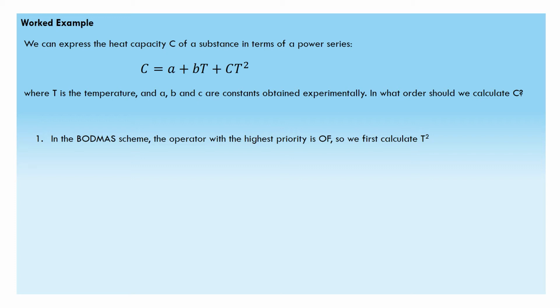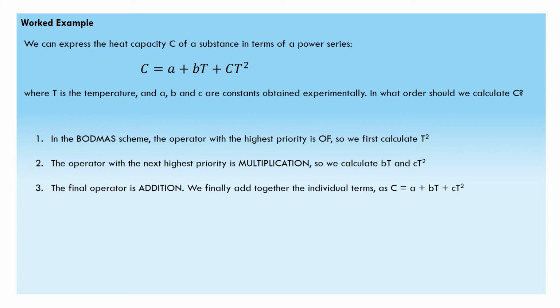So the first thing that we do is we remember our BODMAS scheme, and the operator with the highest priority there is the of operator. So the first thing that we would calculate in that equation is the T squared. The operator with the next highest priority is multiplication, so we calculate the BT and CT squared portions of that equation next. And the final operator is this addition operator, so we add together A plus BT plus CT squared. And only performing the calculation in that order will we get the correct answer.